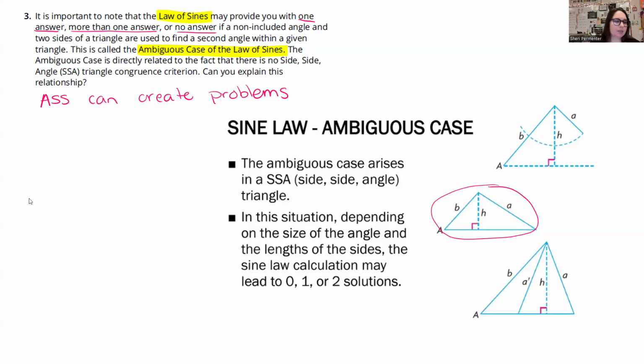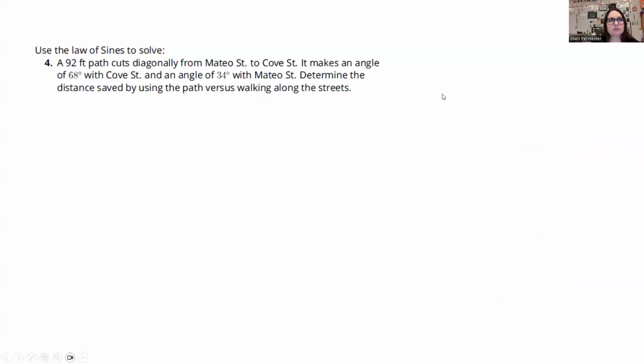So let's do some examples. I only have 2 examples to do with you so that you have more time to work on your assignment. The first problem says a 92-foot path cuts a diagonal from Mateo Street to Cove Street. It makes an angle of 68 degrees with Cove Street and an angle of 34 degrees with Mateo Street. Determine the distance saved by using the path versus walking along the street.